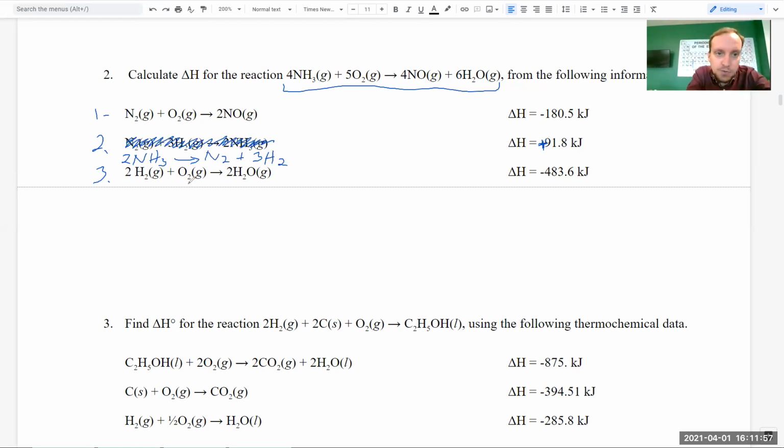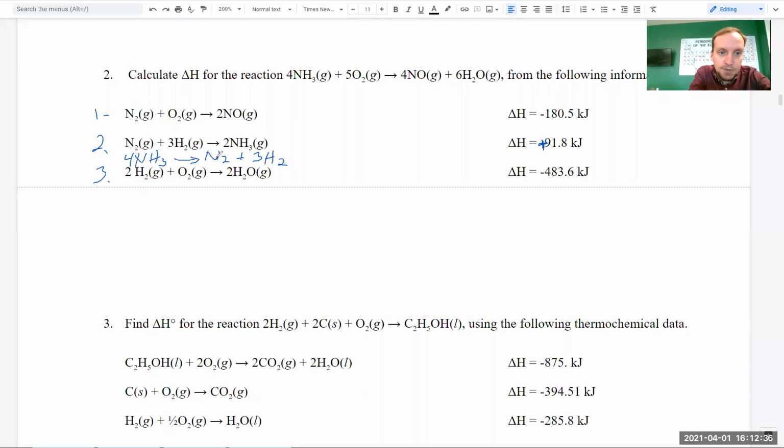3, let's see, what about this one? Here we have an oxygen, and we have an oxygen. We have a water, and we have a water. So clearly that is also in the correct configuration. The right is right, and the left is left. Okay, what we need to do now is let's see if we need to multiply anything in order to make it work. For the NH3, notice I have 4. Here, I only have 2. So what we're probably going to need to do here is multiply reaction 2 by 2. So instead of being 2, that will become 4.